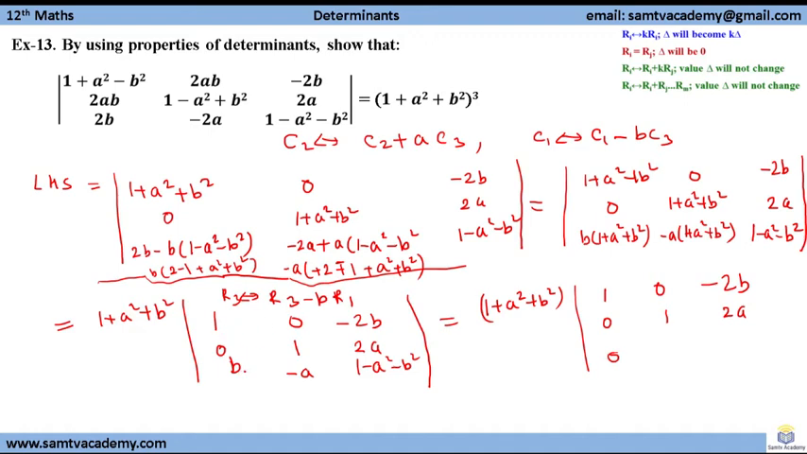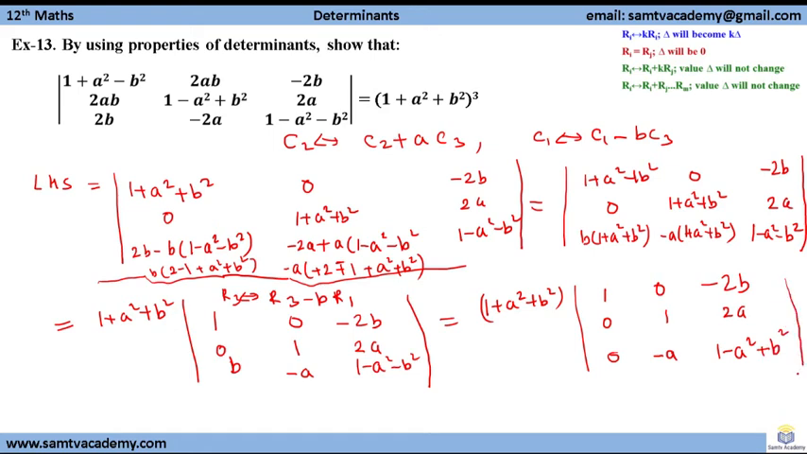B is multiplied in this and subtracted by this, so we'll get here 0, and this will be minus A minus B0, so it will be minus A only. And here, what will we get? If we subtract minus B R1, it will become minus 2b square. So 1 minus a square minus b square plus 2b square, so it will be plus b square.